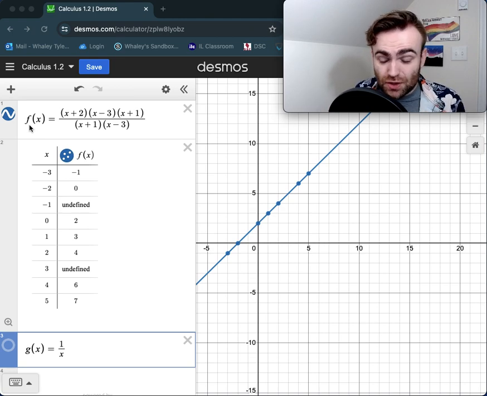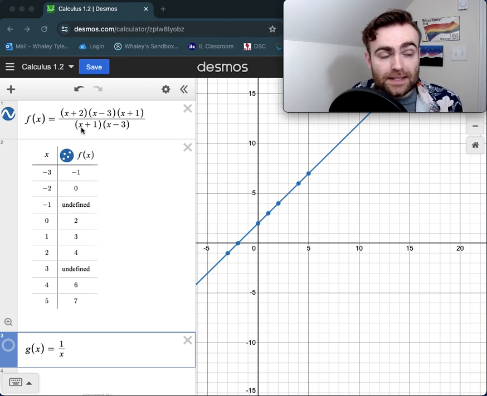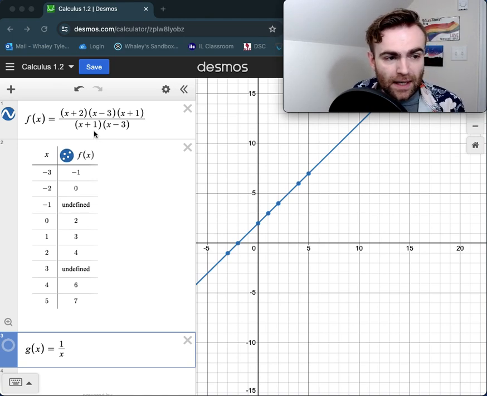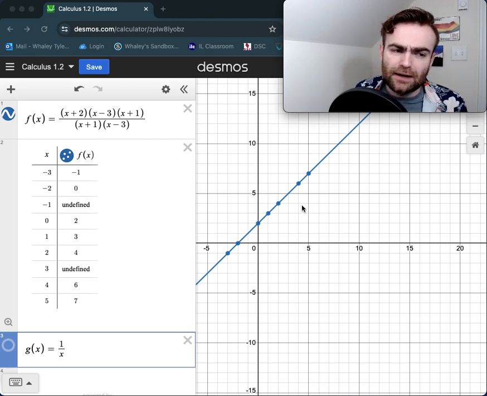So let's just jump right in. Let's look at this f function here. It's a rational function. We have a numerator, we have a denominator, and I've already factored it out for us. Now if we look at this, we have 3 zeros in the numerator and 2 zeros in the denominator, which means that we could look for anything from a very weird cubic graph to what we have here, which is a linear looking graph.